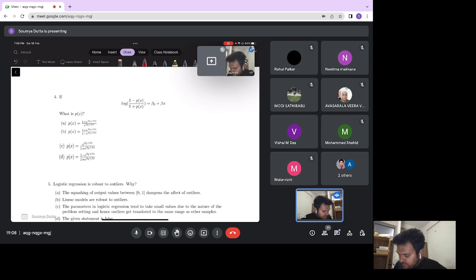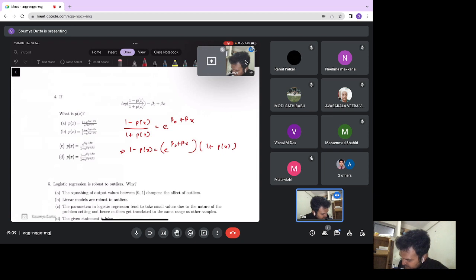The fourth question is all easy, but it involves a bit of math. So log of 1 minus px by 1 plus px is given to be a value, and you have to solve for px. Basically this is just solving this equation. Let's say I have 1 minus px by 1 plus px equal to e to the power of beta 0 plus beta x. And from here you can write 1 minus px equal to e to the power of beta 0 plus beta x into 1 plus p of x.